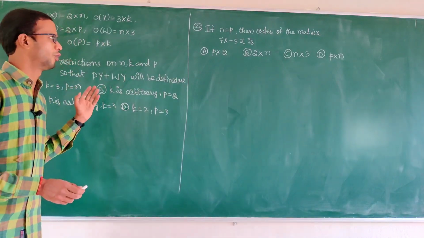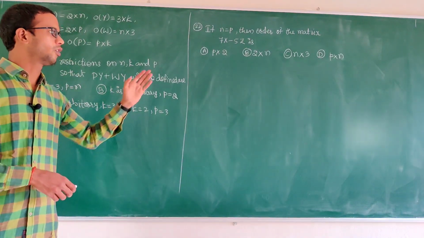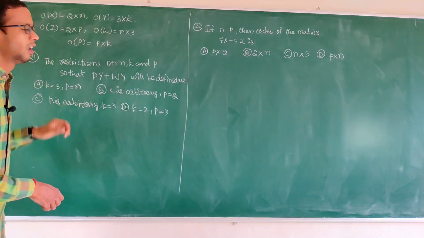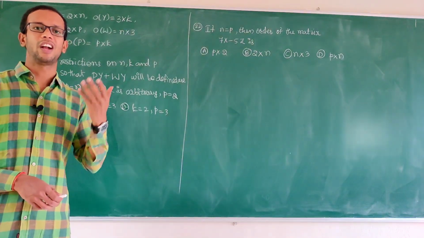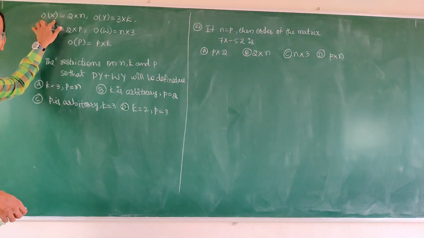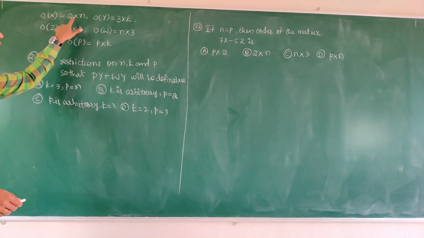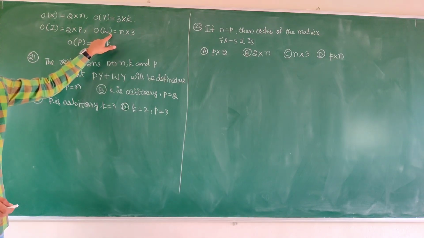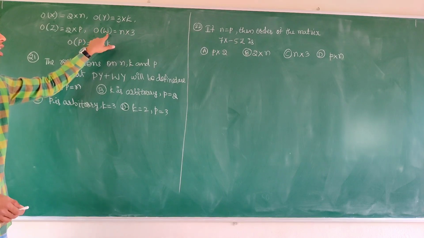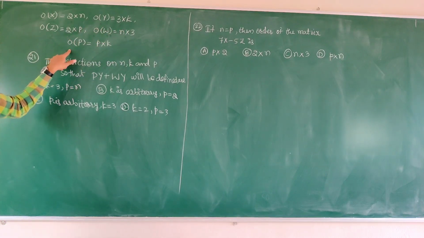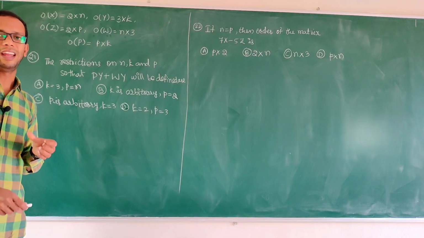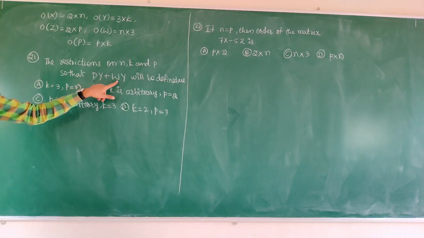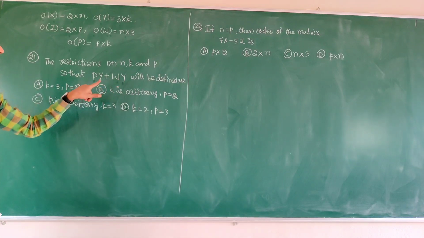Next problems 21 and 22. 21 and 22 are multiple choice questions. These two possess this condition. In the textbook it is clearly given, I wrote it shortly here. Assume order of x matrix is 2 by n, y matrix order is 3 by k, z matrix order is 2 by p, order of w matrix is n by 3, and order of p matrix is p by k. So by using this we have to find py plus wy.